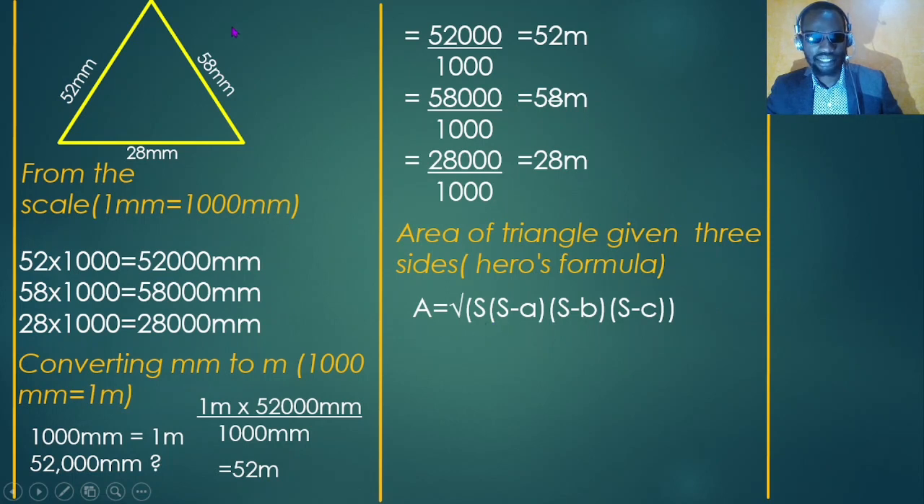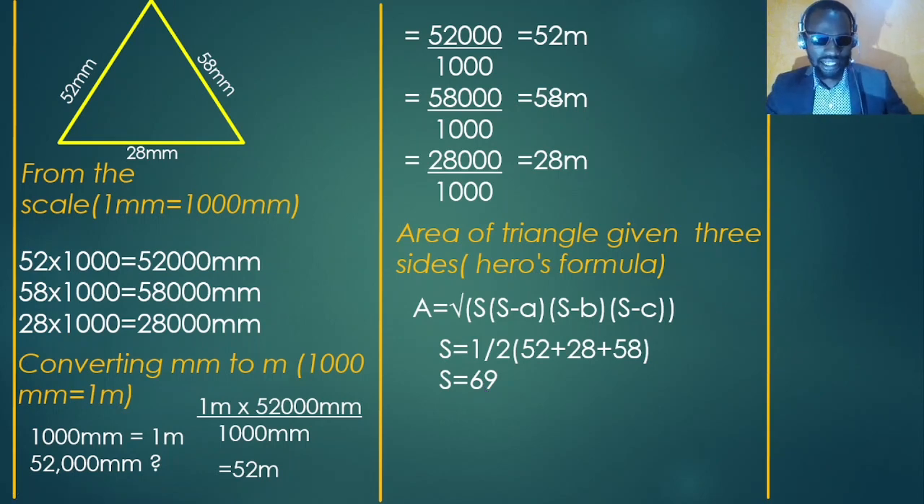In this case, s is always a half of the perimeter. So first and foremost, we are going to get this s because it is the only value not known. A, B, C can be any side of this triangle. But to find S, you have to find the half of the perimeter. So to do so, we are going to get the half of 52 plus 28 plus 58, and if we simplify that, we'll get the value of S as 69.